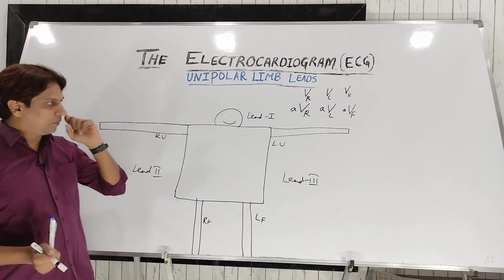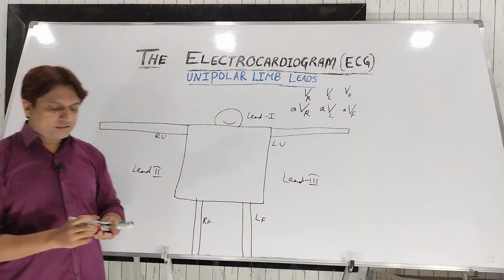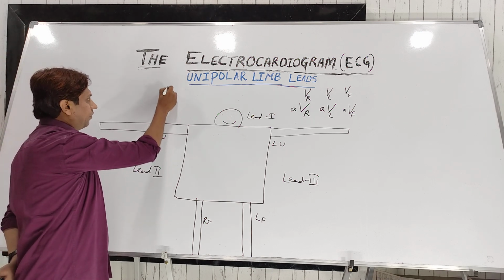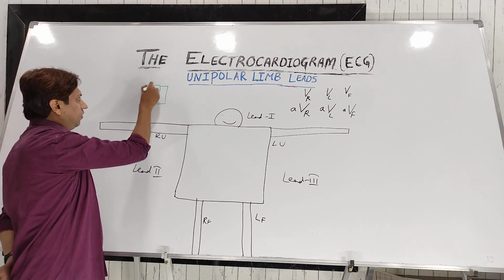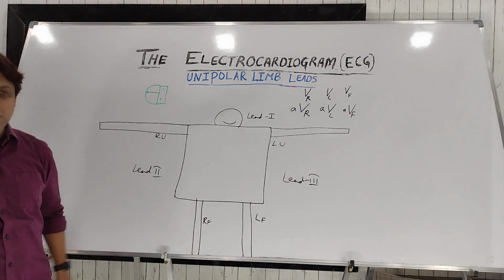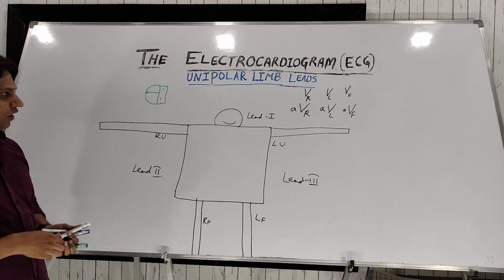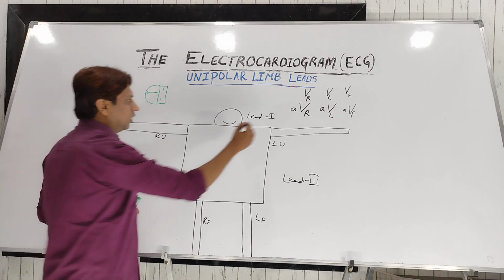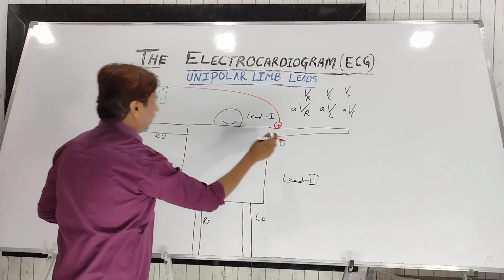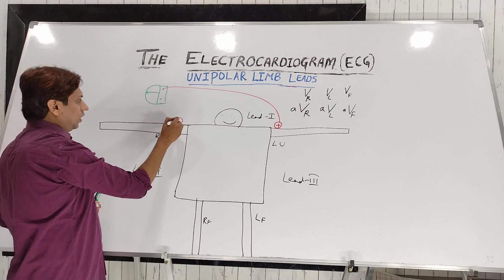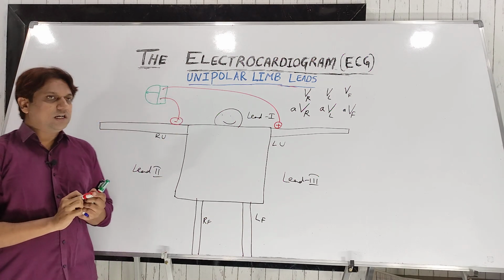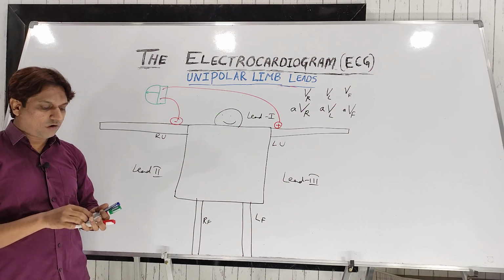Basically in bipolar limb leads, this is how the electrodes are placed on the surface of our body. Consider this as a galvanometer or an ECG machine, which has a pointer. Basically it's a galvanometer, and it has 2 ends. The positive terminal of the ECG machine is connected to the left upper limb, and the negative terminal is connected to the right upper limb, and then the electrical difference is the recording of the heart.